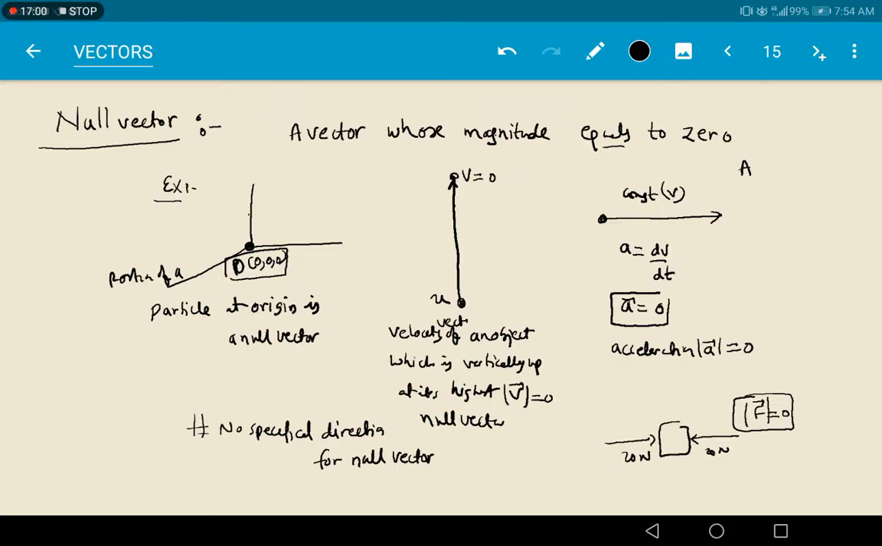So null vector is nothing but a type of vector, or a type of physical quantity. If its magnitude is 0, then we consider it a null vector. In different cases, if different physical quantities have 0 magnitude, then we can call them null vectors. Okay, so these are the basic classification of vectors based on their magnitude as well as direction.